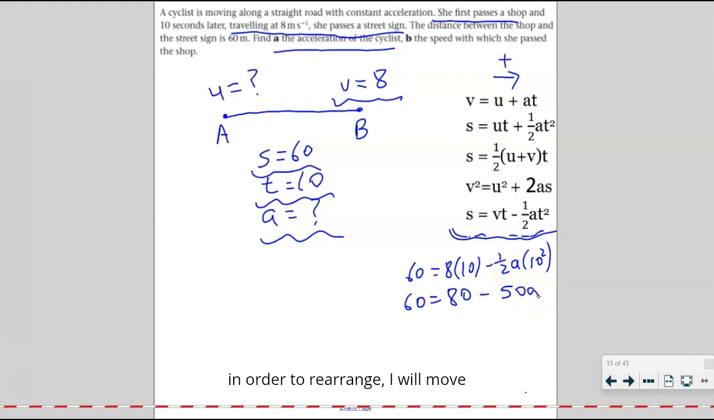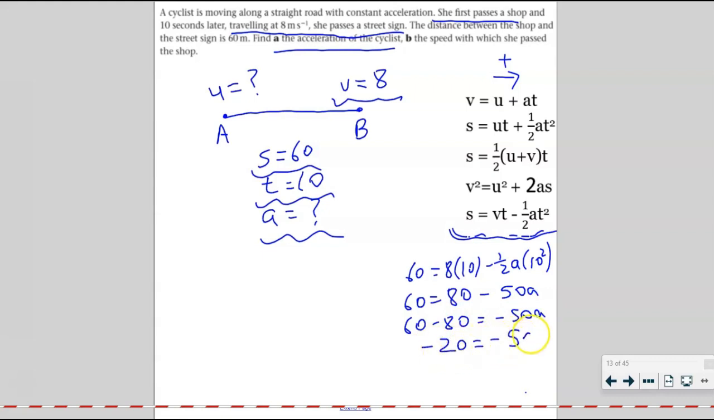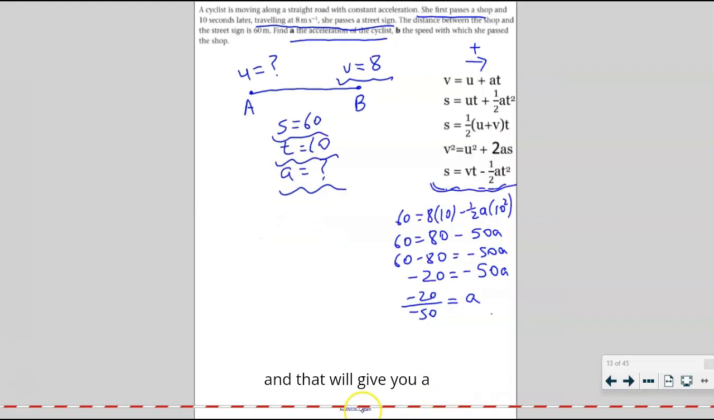Now, in order to rearrange, I will move 80 to the left. So 60 minus 80 equals minus 50a. And then in order to find a, I will move minus 50 to the left. So that becomes dividing by negative 50, and that will give you a equals 0.4. Right, so this is part A.